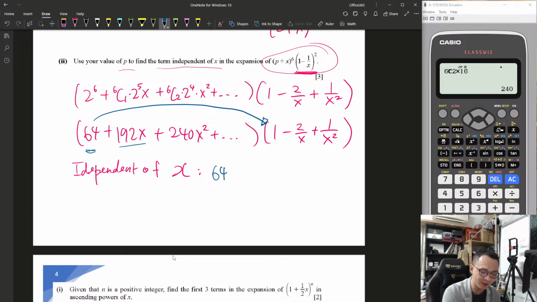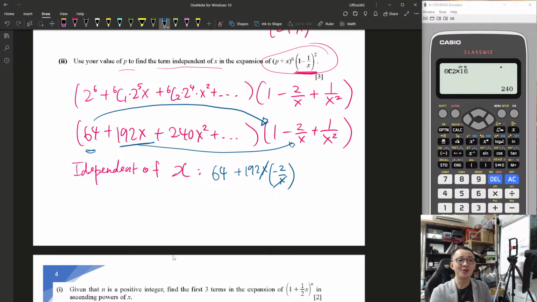Then I ask myself, if 192x, which term should I multiply if I do not want to see x? I will multiply the second one. Because you just imagine 192x multiply negative 2 over x. Do you see x and x you can simplify? Then you get number only.